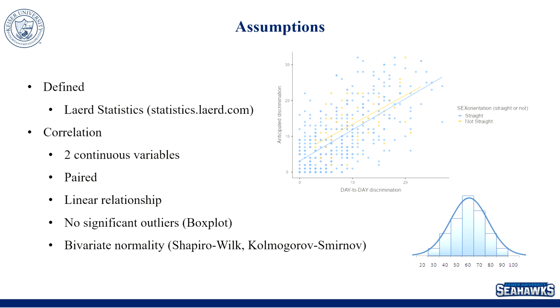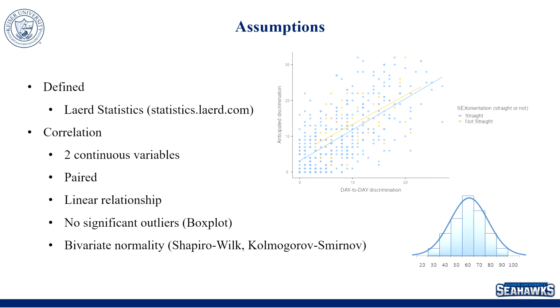First, you must have two continuous variables. In the example that you see in front of you here, the image with the scatter plot, it's looking at anticipated discrimination and the correlation with day-to-day discrimination. Those are both continuous variables. They must be paired. In other words, the data was collected from the same participants in the same study. One participant was scored on their experiences with anticipated discrimination as well as day-to-day, so it was paired.